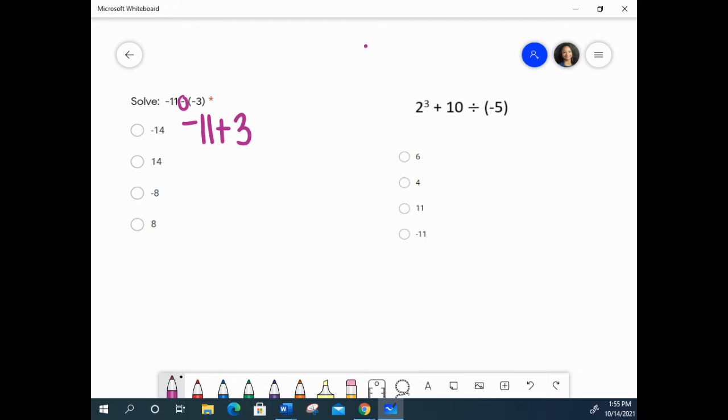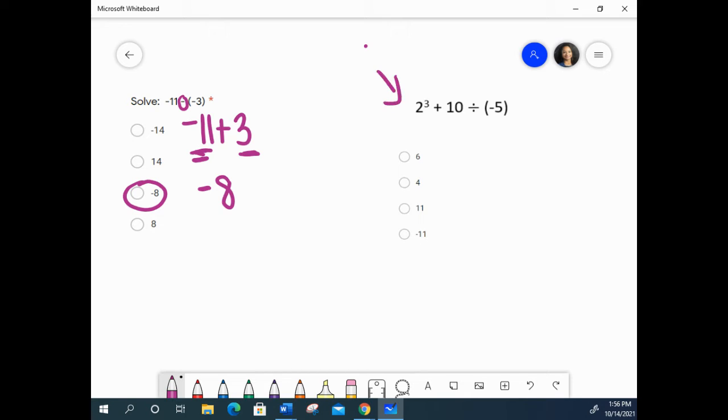So now we have our addition problem that we should be able to solve. So we need to ask ourselves, if we have 11 negative tiles and we have 3 positive tiles, which one do we have more of? We have more negative tiles. How many more negative tiles do we have than positive tiles? And that would be 8. Now our answer is not positive 8 because we have more negative tiles. Our answer is negative. So you should have chosen negative 8 for that.